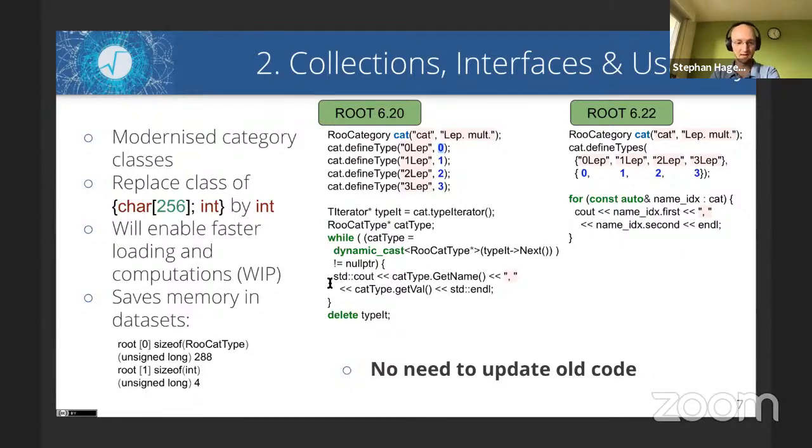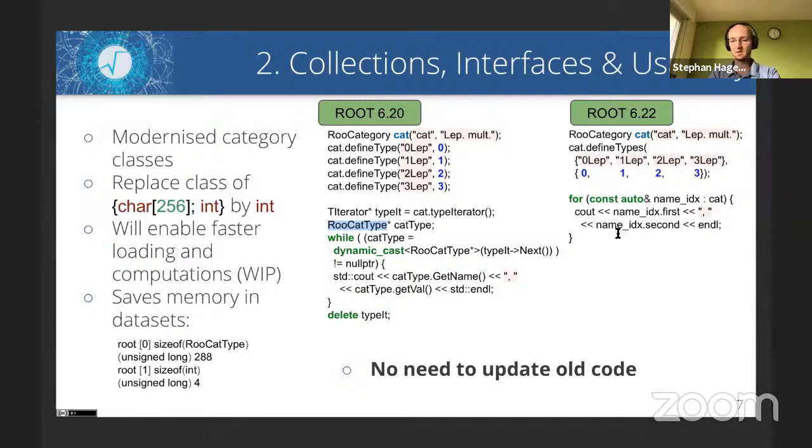So the first thing is, it uses less memory. This old RooCatType was wasting 288 bytes, and now the integer is only 4 bytes. And if you put this in a data set and you have 1 million entries, then you're saving 1 million times 284 bytes. This gets compressed a bit, but still it's a saving. And then for computations, RooFit has to pass this thing around, and passing around an integer is much better than this cat type here.